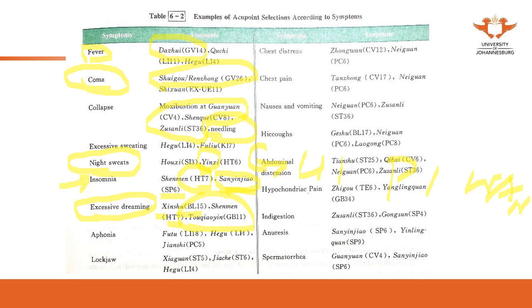Lockjaw, the local point. You also can use large intestine 4, the distal point. For facial paralysis, you can use large intestine 18, large intestine 11. PC, pericardium 5.